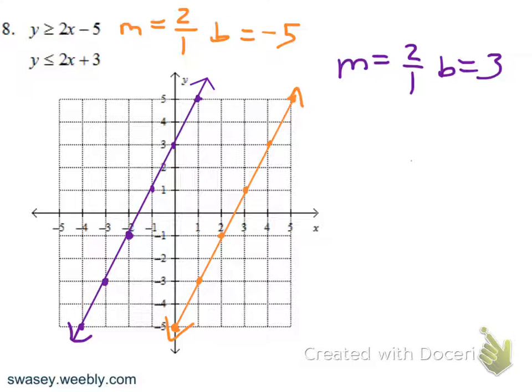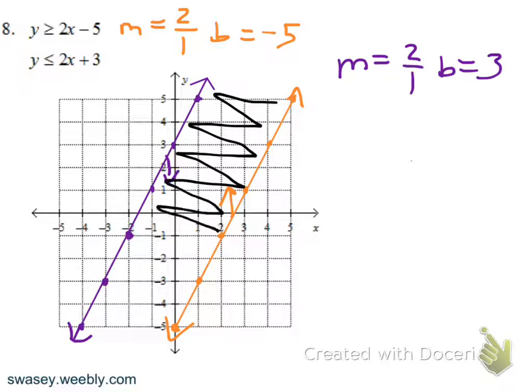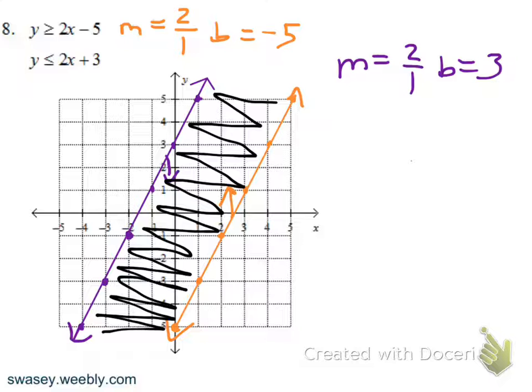For the first one, greater than, we shade above. For the purple one, the second one, shade below. So this region in between these lines is the solution set. Now remember, when they're parallel, the other possibility is no solution. So if nothing's shaded twice, then no solution.